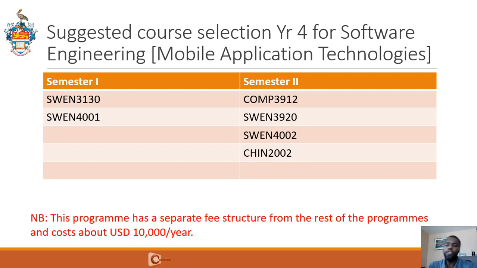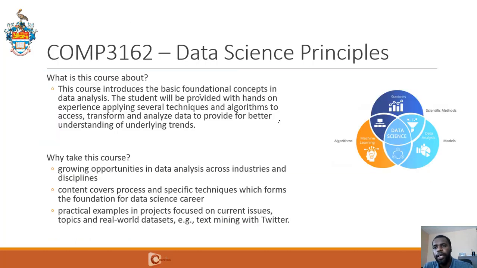All right. So let's talk a little bit, and I should point out the Software Engineering Mobile Application Technologies program has a very different fee structure from the rest of the programs. It costs approximately 10,000 US dollars a year. So let's talk a little bit about elective courses. Which elective courses can you take? I'll just give you a few, but there are others.